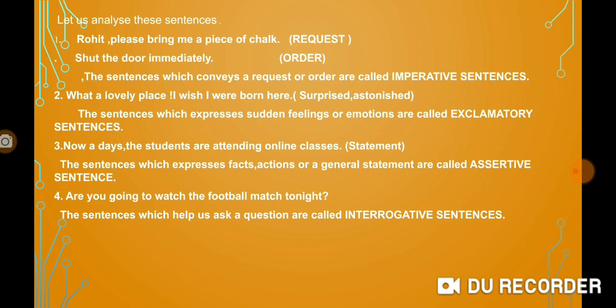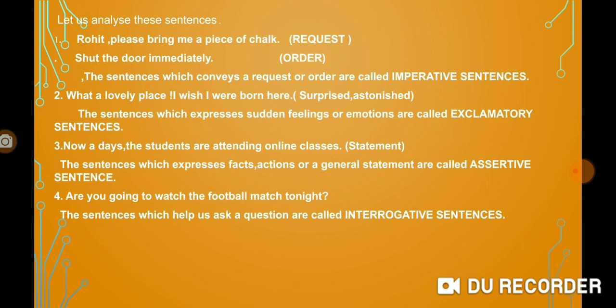The final one is, are you going to watch the football match tonight? As I told you earlier, here the speaker is asking a question. So whenever you are asking a question or you find a sentence with a question mark at the end, be sure that it is an interrogative sentence. It may be defined as the sentences which help us to ask questions are called interrogative sentences. So I hope my children the concept is now clear to you.